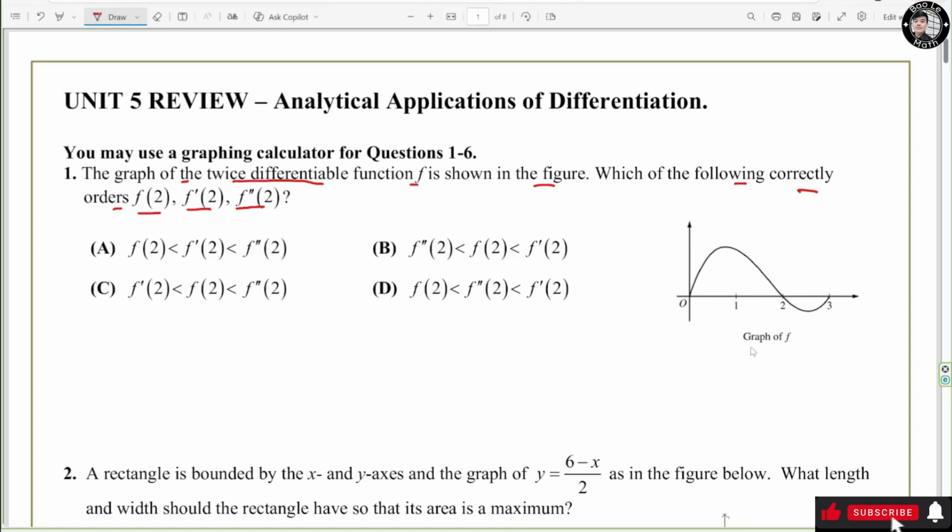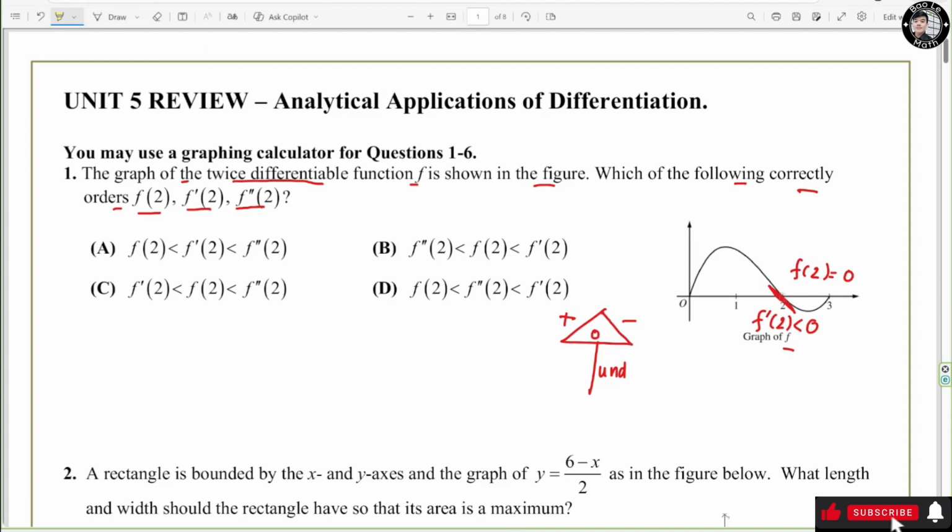Alright, so this is the function f. Now, function f has f of 2 equals 0, right? Now, at x equals 2, we draw the tangent line. We see that the tangent line is going down, which means the slope of the tangent line is negative, right? Remember the Christmas tree trick: slope positive, slope negative, slope is 0, and slope is undefined, right? So f prime of 2 is less than 0.